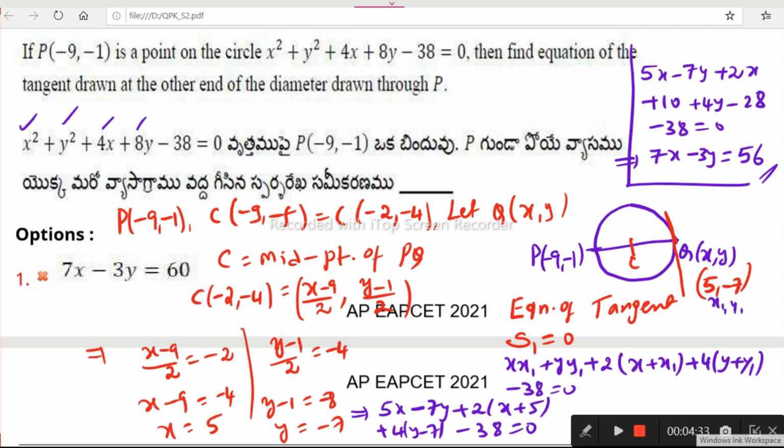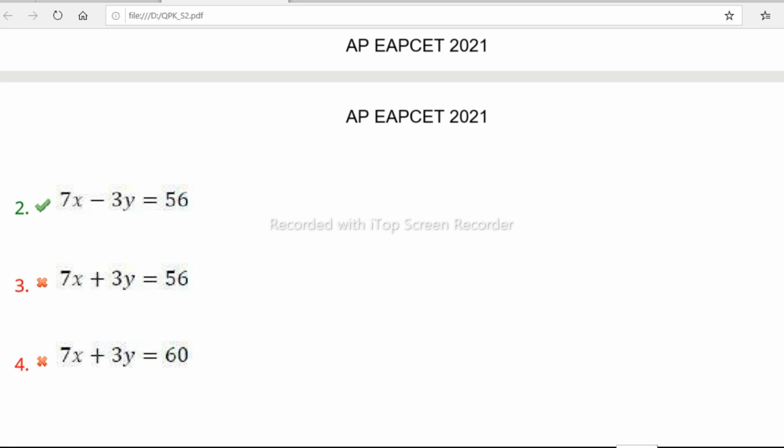7x minus 3y is equal to 56. Which option will we see? No, that is not there in the first option. You will see the next options given as the second option. 7x minus 3y is equal to 56 is there in the second option. Is it clear? Now look at the next question.